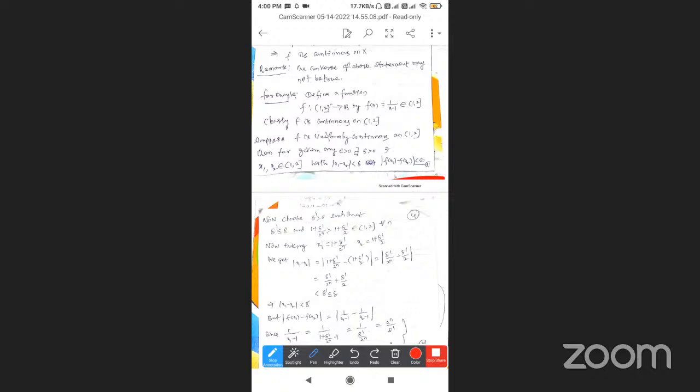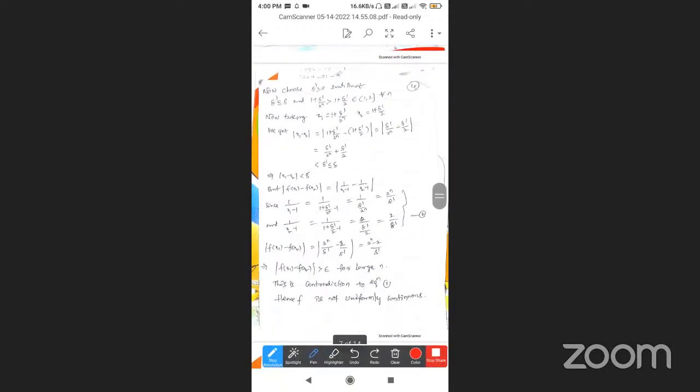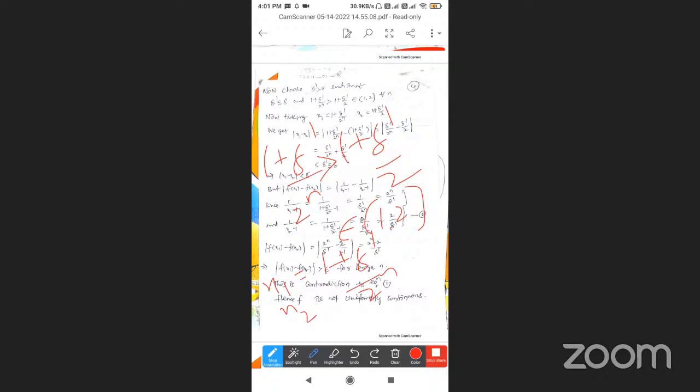Now choose delta dash greater than 0 such that delta dash is less than or equal to delta, and 1 plus delta dash by 2 power n is greater than 1, so 1 plus delta dash by 2 power n always belongs to the open interval (1, 2) for all n. Take x1 equal to 1 plus delta dash by 2 power n, and x2 equal to 1 plus delta dash by 2.